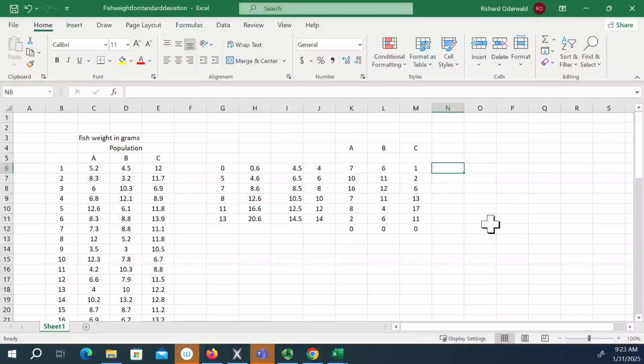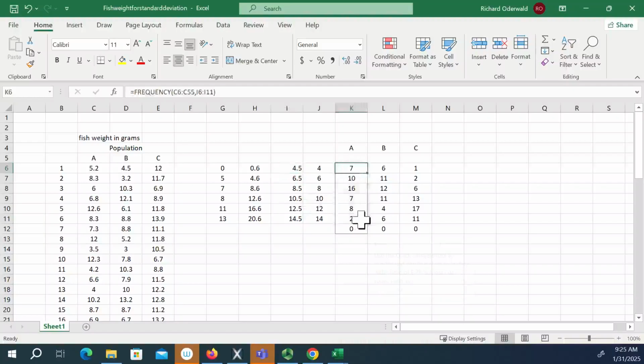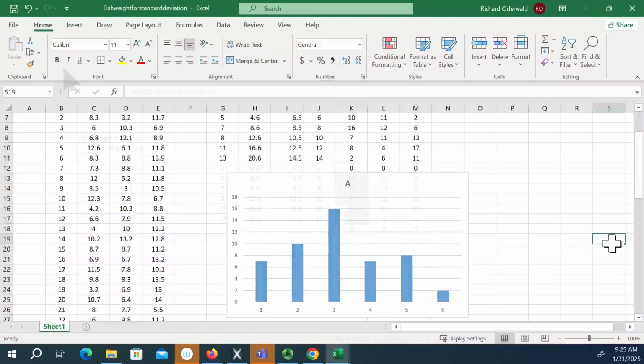I've got 3 populations of fish. Here, on this side, I have the frequency distribution. This is the frequency of the first population of fish. And I'm going to make a bar chart. And what I want to do with this is show you what standard deviation looks like.